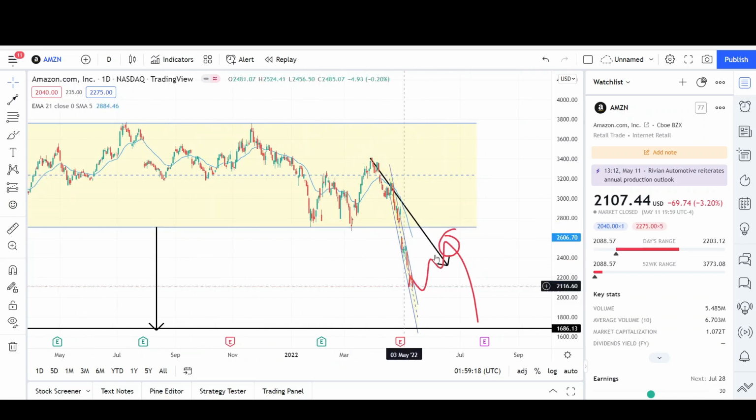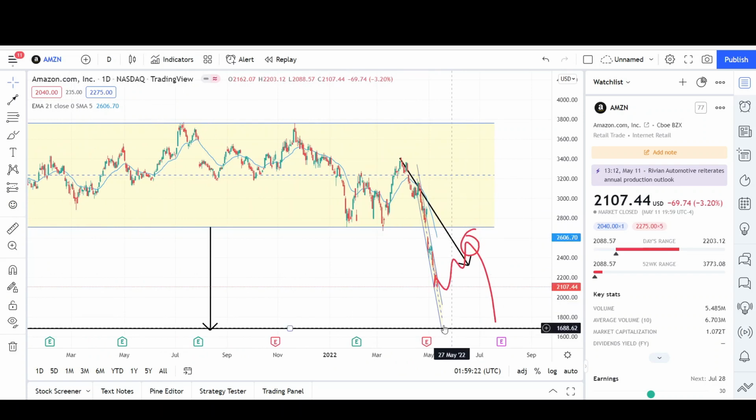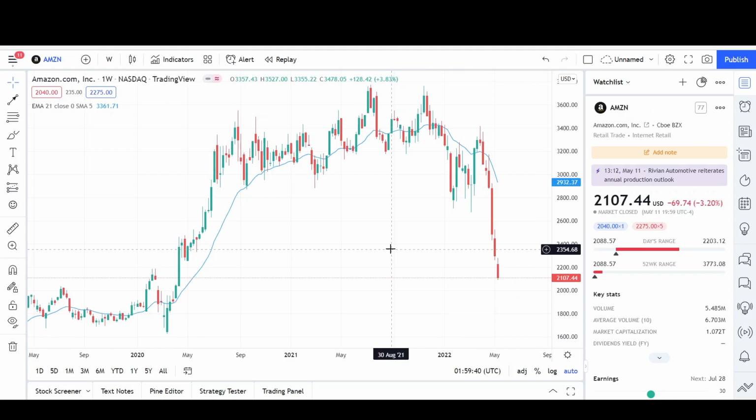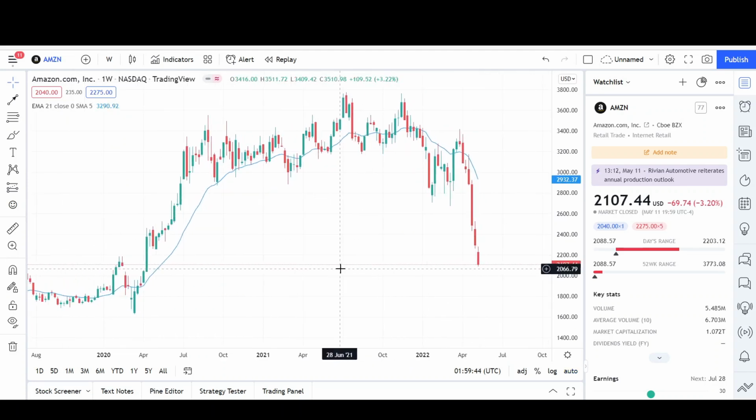But as right now, we're not having buy the dip opportunities, we're having sell the rally opportunities. So I'm looking for these low price targets, and let's go and wrap this up on the weekly chart. Here we have the weekly chart for Amazon, and you can see the price action more clearly.